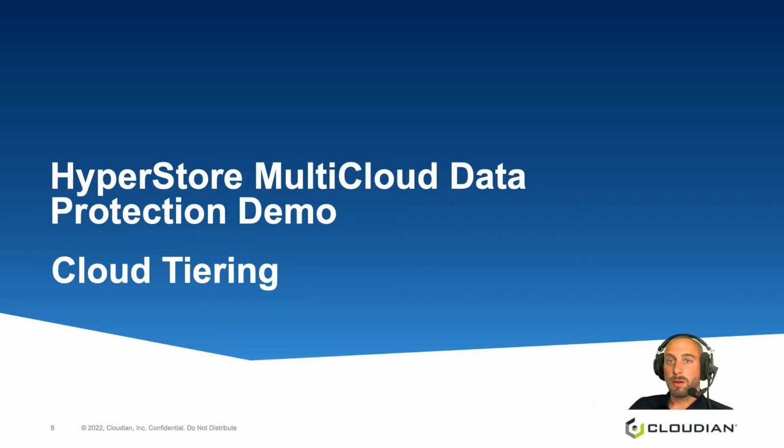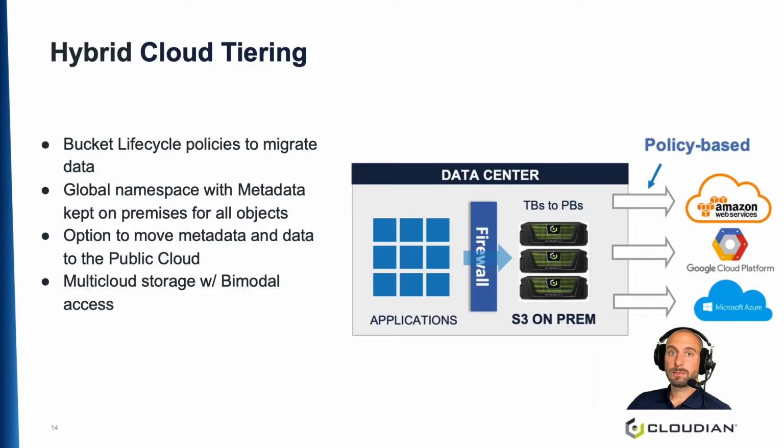For this demo, I'll be showing you the data protection options when using Cloudian HyperStore in a multi-cloud environment. Cloud tiering allows for the movement of data between HyperStore and public clouds based upon lifecycle policies. This can be done immediately or based on attributes such as data age. HyperStore has the ability to tier to multiple cloud providers or S3 compatible storage.